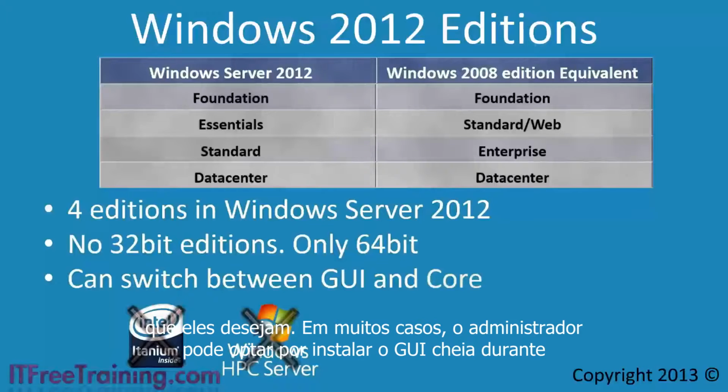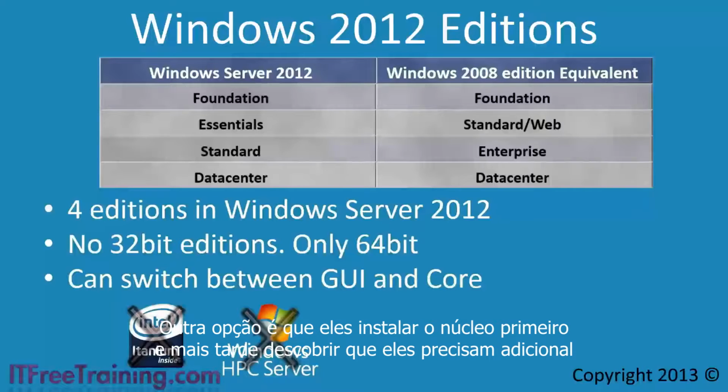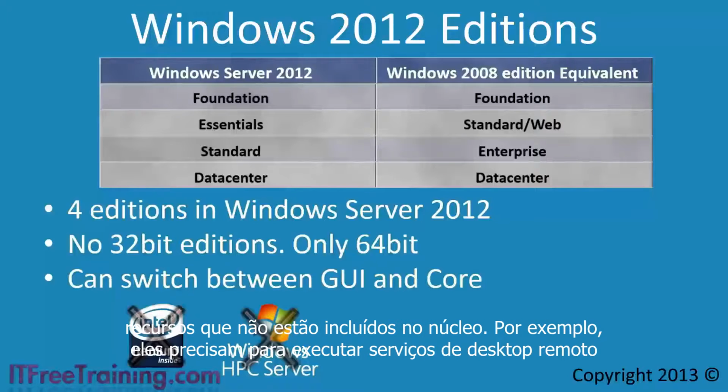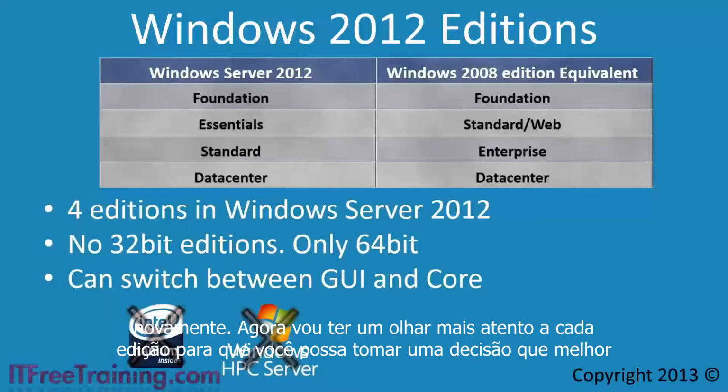In a lot of cases, the administrator may choose to install the full GUI during the configuring of the server. Once they have configured the server, the GUI can be removed. Another option is that they install the core first and later on discover they need additional features that are not included in the core. For example, they need to run remote desktop services on the server, which core does not support. When this occurs, the GUI can simply be added again. I will now have a closer look at each edition so you can make a decision which works best for you.